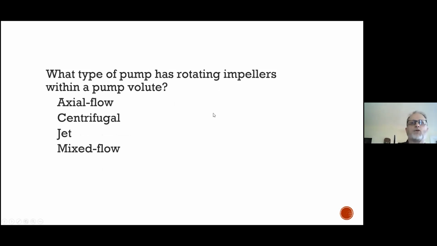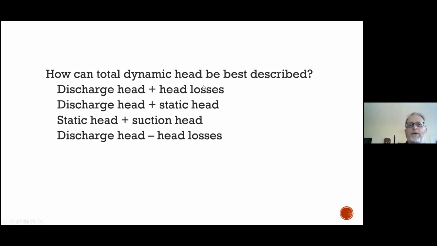Which type of pump has rotating impellers within a pump volute? Well, what they're looking for here is the centrifugal pump. Total dynamic head, well, those were those two schematics that I was showing you. Basically, we want the best answer here. It can't be static head and suction head. We're not subtracting head losses. We have to add head losses to create dynamic head. Dynamic head is that elevation that we have to design the pump for to cover not just the discharge head, but the head losses. So dynamic head is best described as discharge head plus head loss.